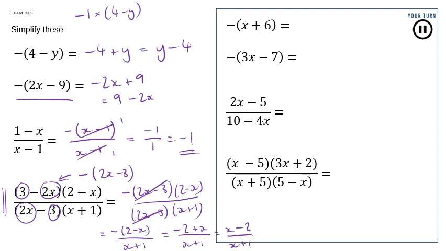Pause the video and have a try with these examples. For the first two, the negative outside has the impact of changing the sign of the terms inside. And for the second one, we can just write it around the other way to make it a little bit neater. For the third question, we can't factorise the top. We can factorise the base.